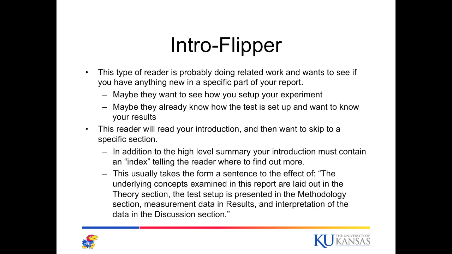Measurement data is in the results section, and interpretation of the data is in the discussion section. Just give them an idea of what sections of the reports do what. Now, I've basically dictated that you will have very obvious titles: you'll have methodology, results, discussion, and theory. Those are kind of self-explanatory, but that's not always true. Once you get out of here, you can title your sections anything you want, but it's still good to put in this type of index so that people can find those sections easily.